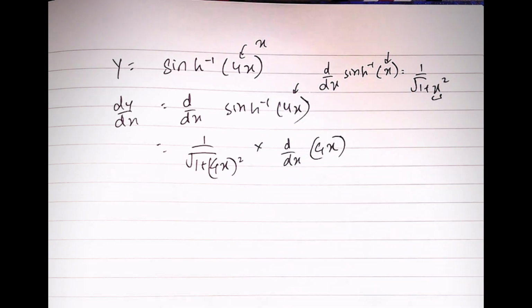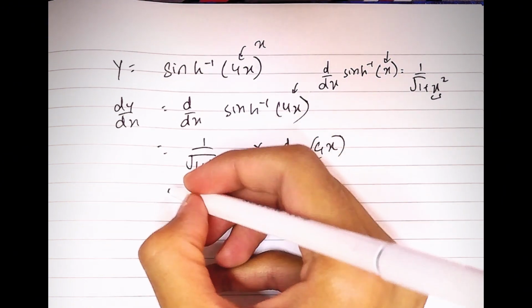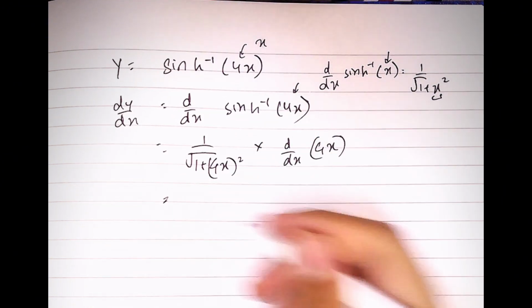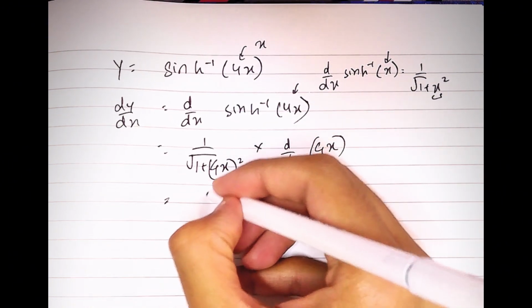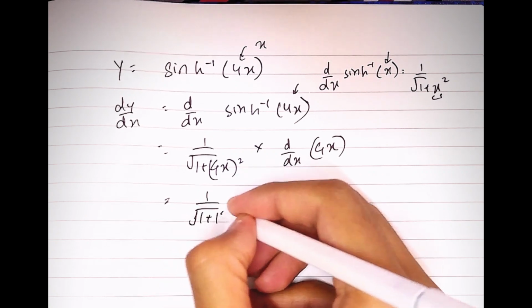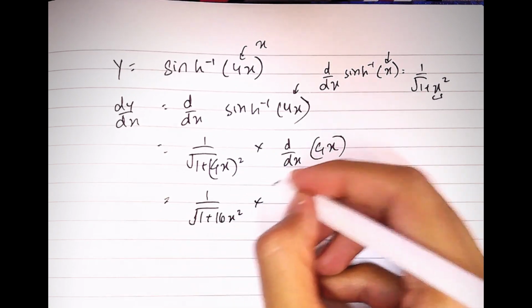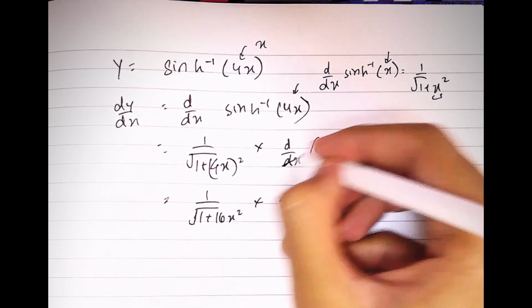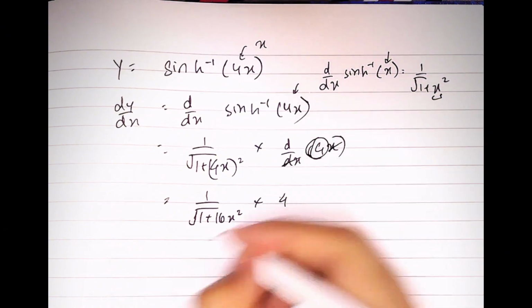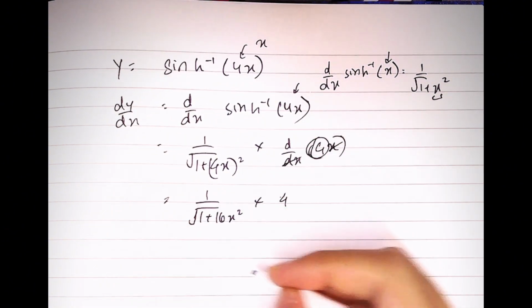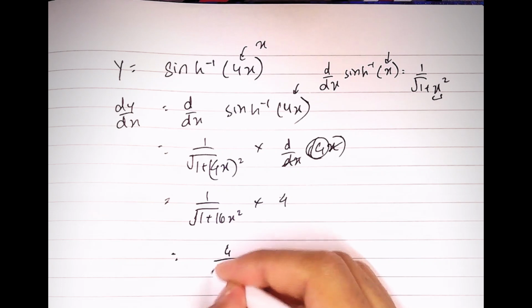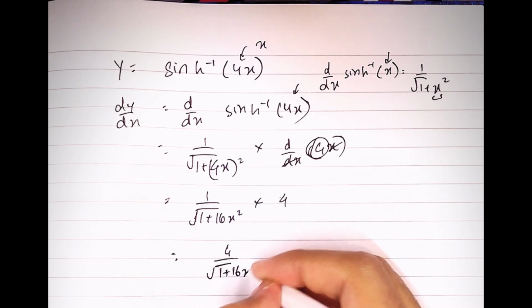You can call it an angle, or you can also call it the function of the sinh inverse. So 1 divided by the square root of 1 plus 16x squared, multiplied by the derivative of 4x, which would be 4, because the x's will be cancelled and we are left with a 4, because it is a constant. The derivative won't have any effect on it. So this is the final derivative, 4 divided by the square root of 1 plus 16x squared.